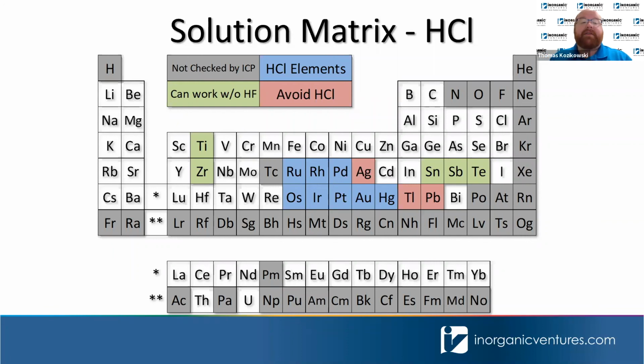I've also pointed out some of these elements in green, like the titanium, zirconium, tin, antimony, and tellurium. We can do those without HF. So we would put those normally in solution 3, but if we identified an interference reason to try to move that to one of the other solutions, we were going to try to accommodate that. So those are the ones that you might see moved around.